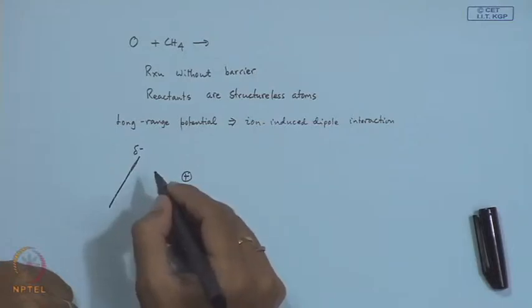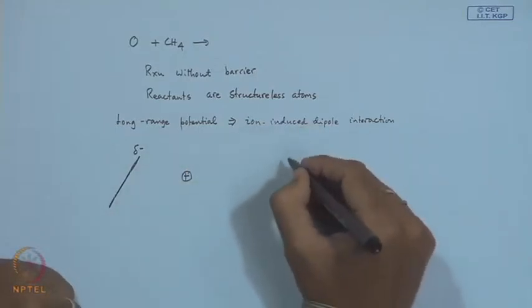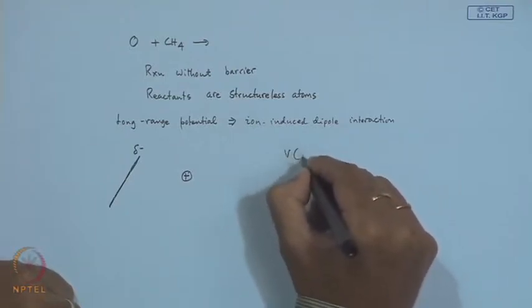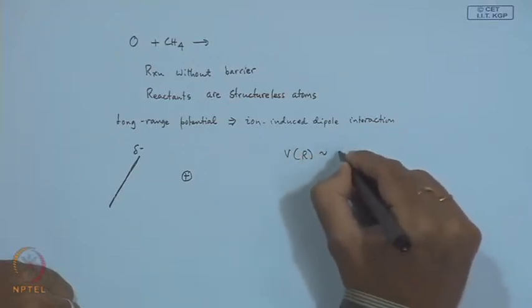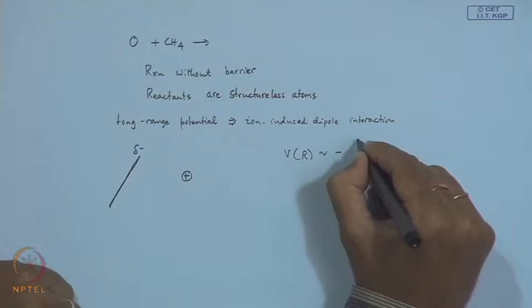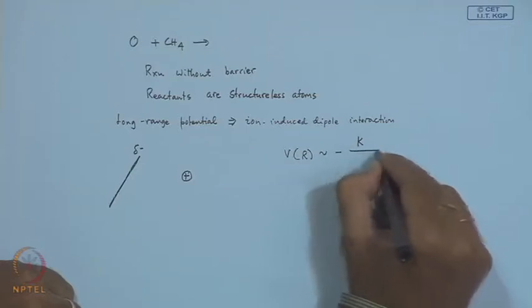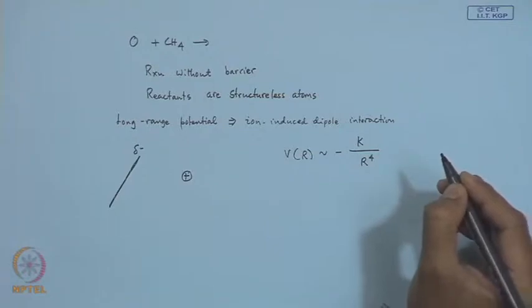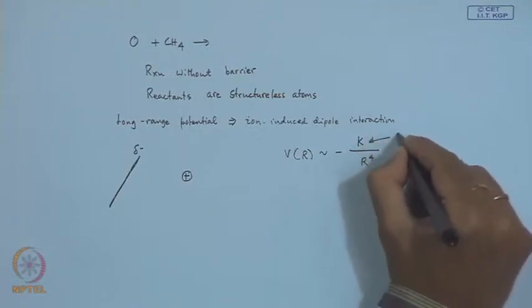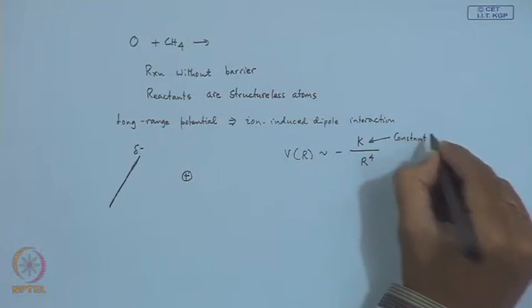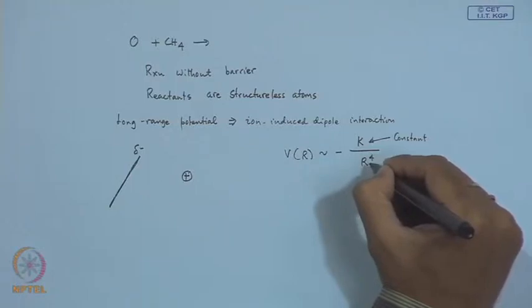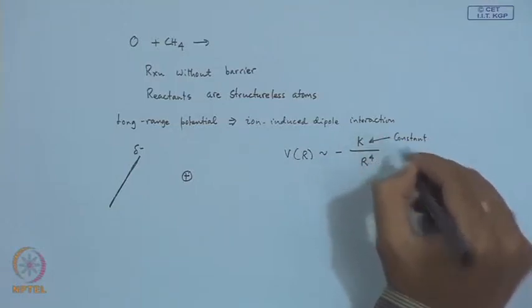And it is a long range interaction, and generally it is written as r to the power 4. So, V(r) goes as minus k divided by r to the power 4. So, this is the r to the power 4 law, where k is a constant. It is a negative value, which, as r increases, decreases in magnitude. So, fourth power.